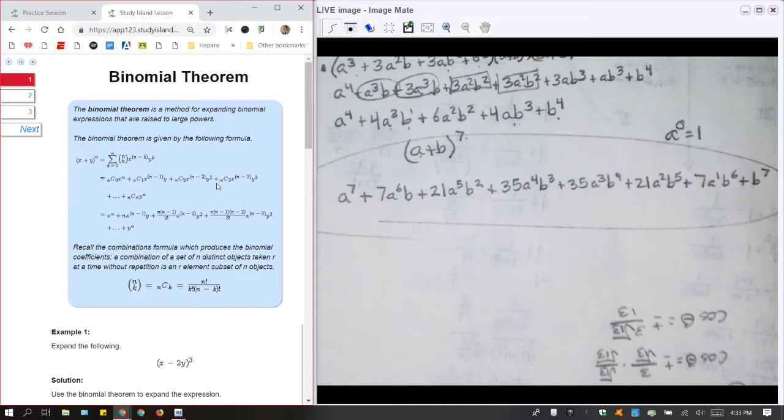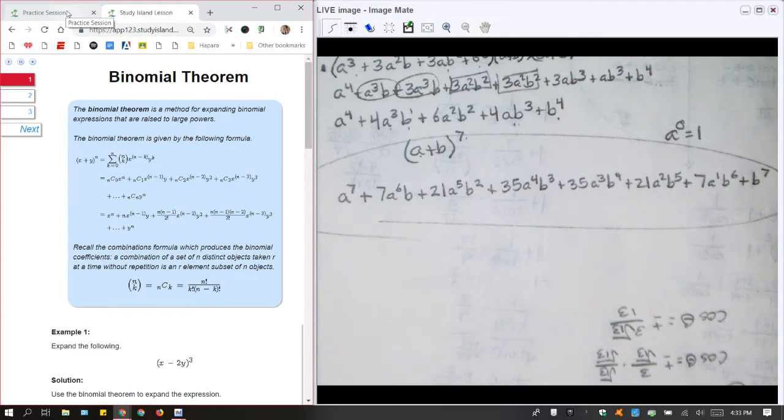Recall the combinations formula, which produces the binomial coefficients: a combination of a set of n distinct objects taken r at a time without repetition is an r element subset of n objects. This is the combinations formula. If you haven't looked at the combinations yet, you should go ahead and do that. Practice the combinations formula because it's super helpful for the binomial theorem. It'll make it easy if you're practicing this. So go do the combinations topic first if you haven't done that yet.